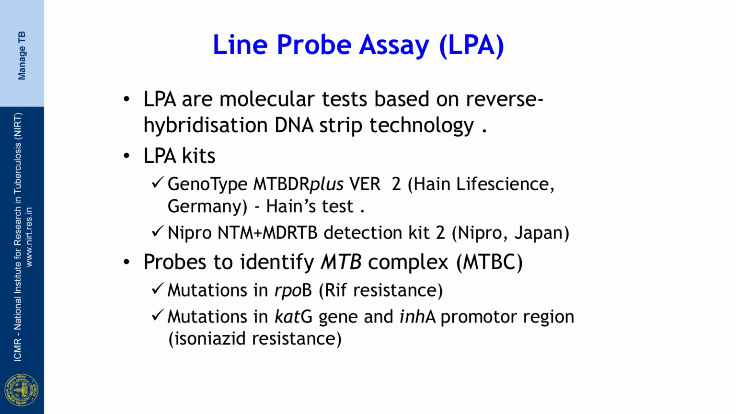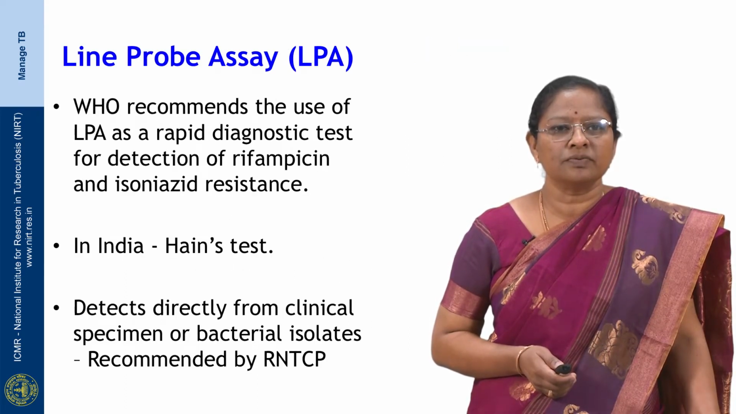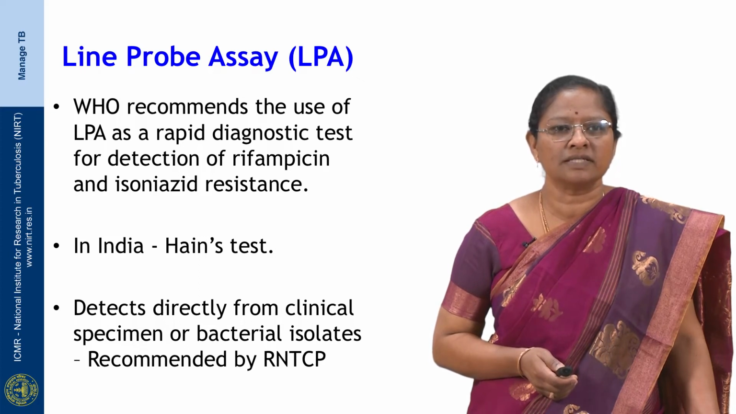While the former detects MTB and drug resistance, the latter kit detects MTB and drug resistance along with the identification of a few non-tuberculous mycobacterial species. The probes that are usually used in these kits are for the detection of mutations in the rpoB region for rifampicin resistance and for mutations in the inhA promoter region and katG for isoniazid resistance. So, the line probe assay was recommended by WHO for use as a rapid diagnostic test for the detection of rifampicin as well as isoniazid resistance.